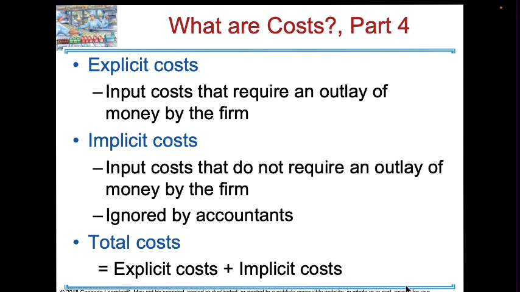So here are some definitions about explicit and implicit costs. Input costs that require an outlay of money are called explicit costs. So whatever costs result in money going out of the firm, this would include paying the workers, paying the rent, paying for the machines, paying the entrepreneur, and stuff like that. Implicit costs, however, will not require an outlay of money by the firm. And as I discussed with you, that is ignored by accountants, but for us, we'll be considering total costs as explicit costs and implicit costs, both combined.